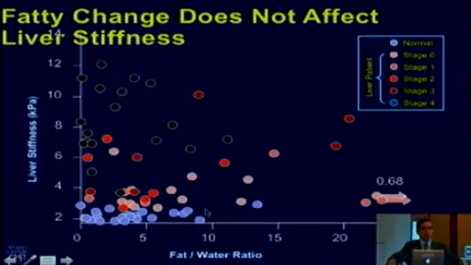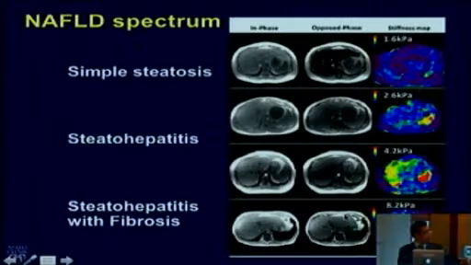And one important advantage is that the fatty change in the liver does not affect stiffness. Here's an example of a graph showing different patients having different amounts of fat in the liver and the liver stiffness. You can see that there is no correlation between the liver stiffness and the fat. This is a major advantage because we do not want fat to come in the way of our evaluation of liver stiffness or liver fibrosis.